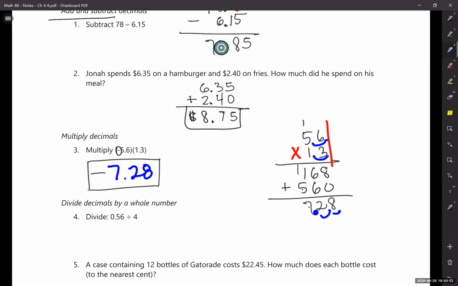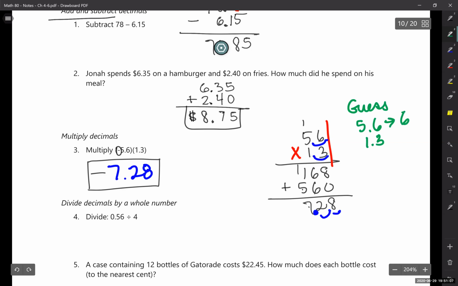Another way you can do it, instead of counting decimals, we can just estimate. So I'm just going to make a guess at the answer. So let me try this again. 5.6, 1.3. Well, this is about 6, and this is about 1. So if I multiply them together, the answer should be about 6. So that tells me this answer of 7 and 28 hundredths, that's a pretty good answer.